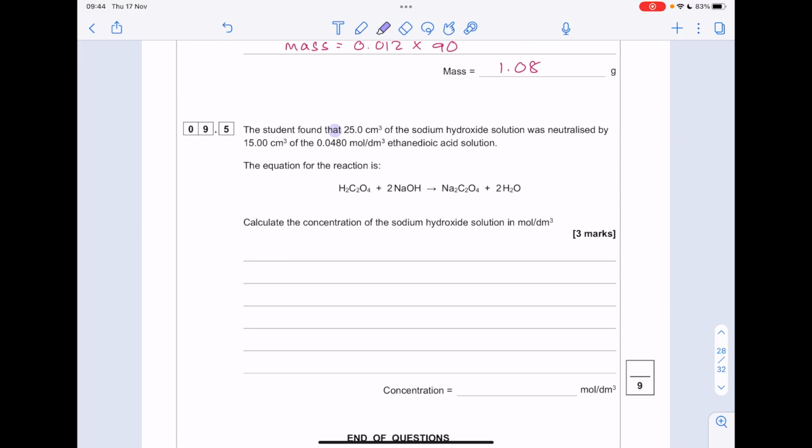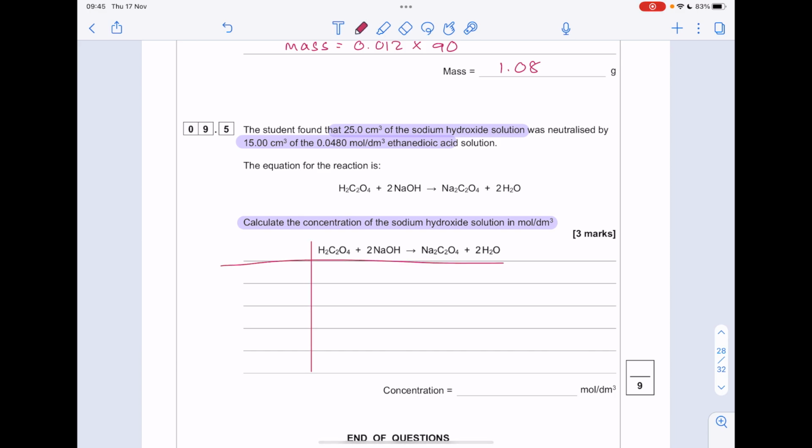A student found that 25 centimetres cubed of sodium hydroxide solution was neutralised by 15 centimetres cubed of 0.048 mole ethane dioic acid. Calculate the concentration. Okay, this is actually, in my opinion, more chill because we just follow this approach. We steal that equation, rewrite it in the exam. We make a table. We put NCV in it. Then we put in all the numbers we've been given, such as the volume.